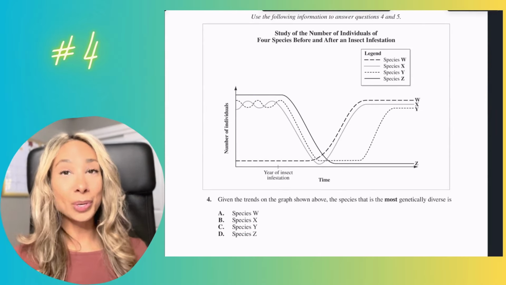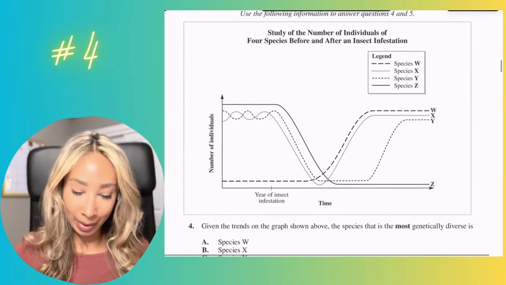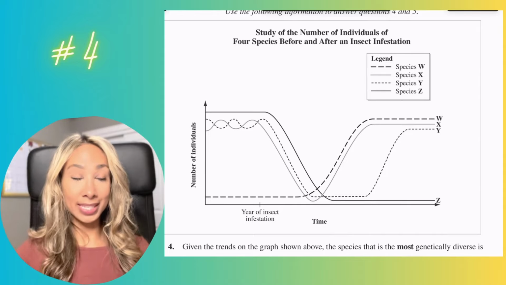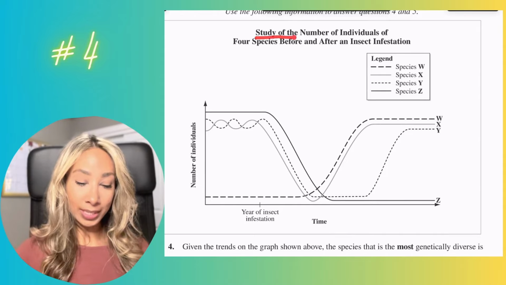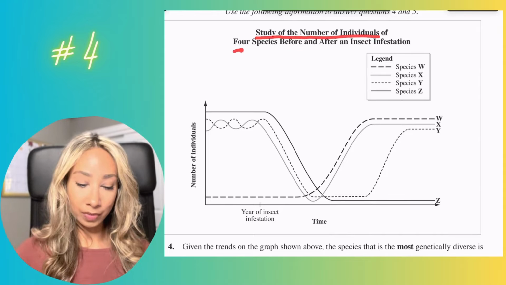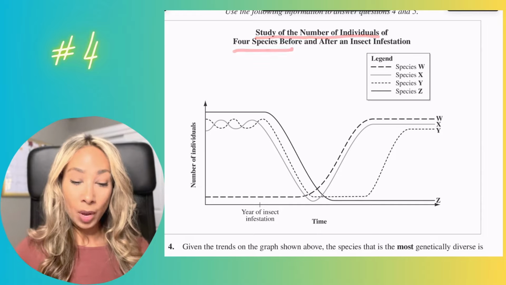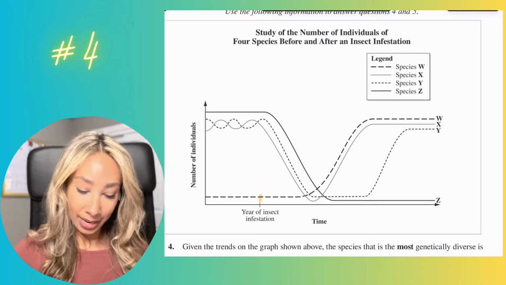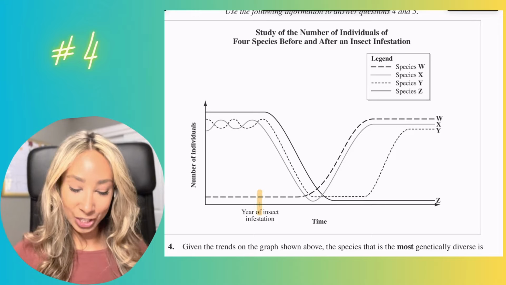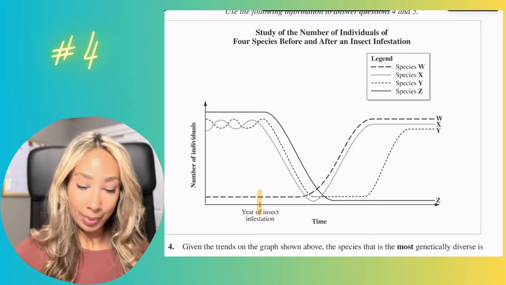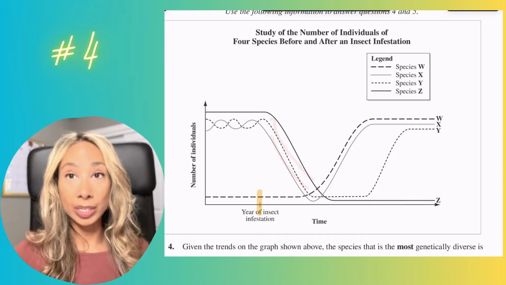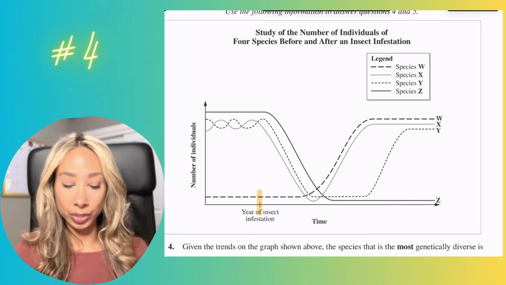Okay, question number 4. With question number 4, we have to look at our graph. So I'm actually just going to zoom in here and let's see what's going on with this visual representation. This is looking at the study of number of individuals of 4 species before and after an insect infestation. So we can see that infestation right there. Clearly what happened is as that population of insects increased, our species decreased, which is common when we're fighting over resources.